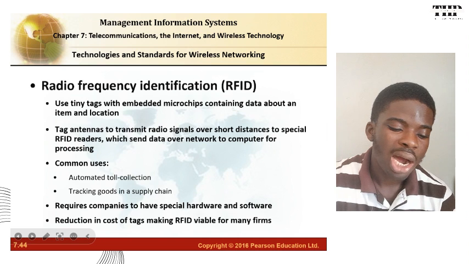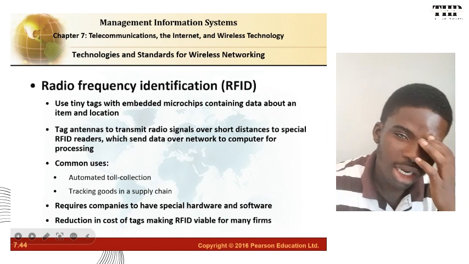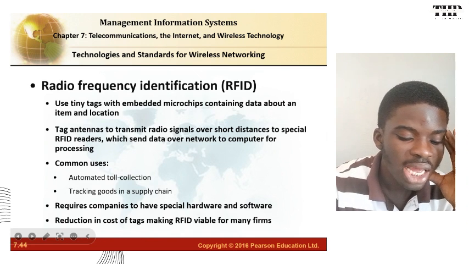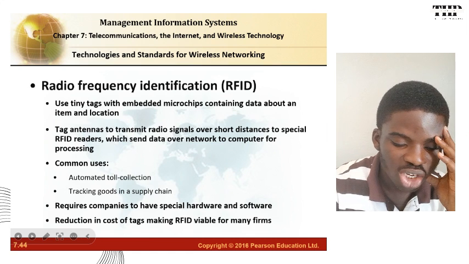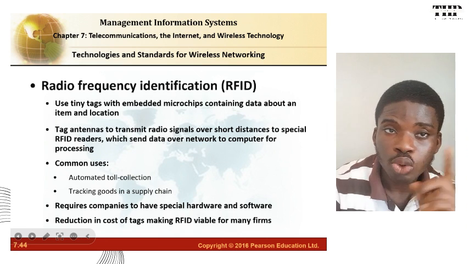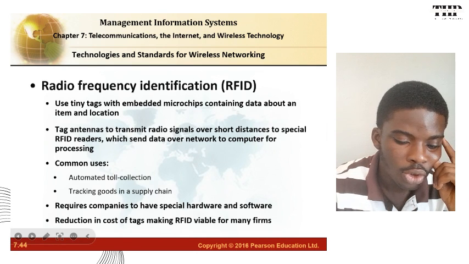And another technology is what? The radio frequency identification, the RFID. This uses tiny tags with embedded microchips containing data about an exact item and location. Now tag antennas transmit radio signals over short distances to special RFID readers, right? And then the readers send data over the network to a computer for processing. The common uses are automated toll collection, toll booths, and tracking goods in a supply chain. So it's used in business.